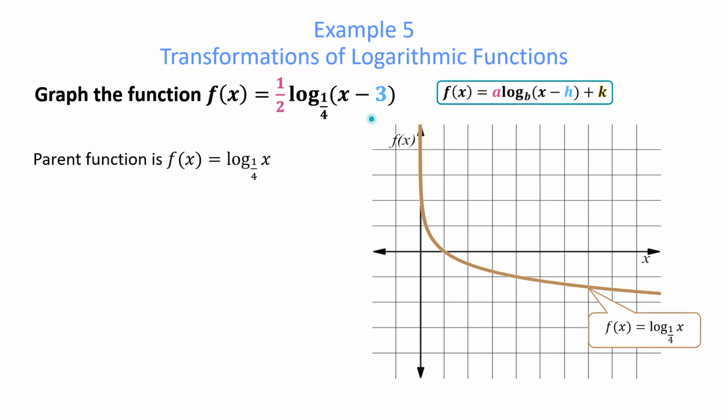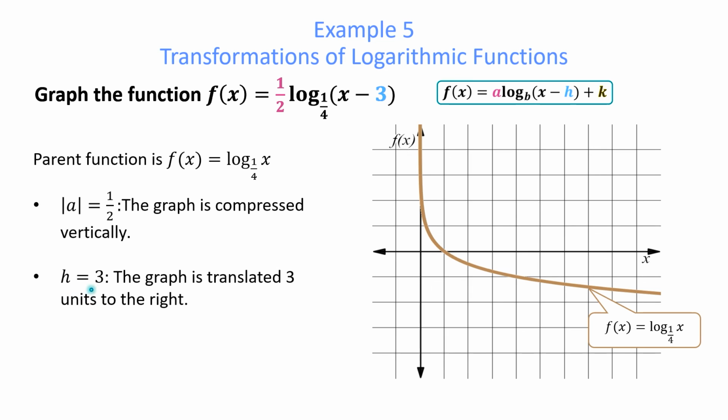So what does this mean in terms of a transformation? Well, since the absolute value of a is equal to a half, which lies between 0 and 1, this tells us that the graph is compressed vertically. And since h is a positive 3, the graph is translated 3 units to the right. And since k equals 0, there is no vertical shift. Now we want to follow this order of transformations to be able to complete the final graph.